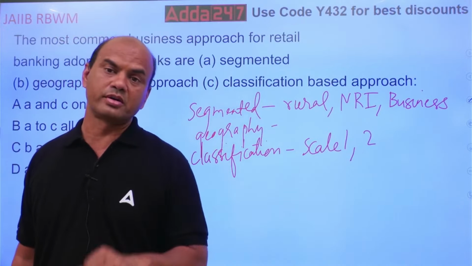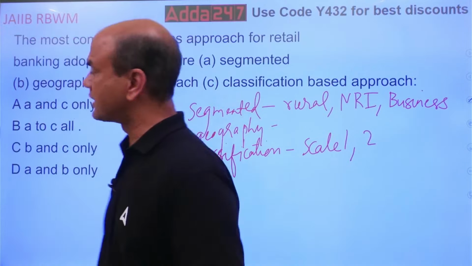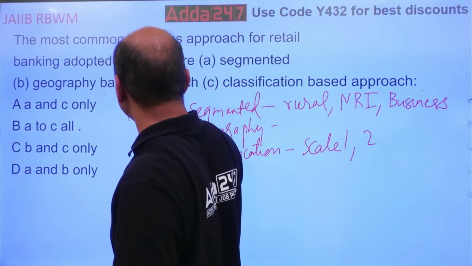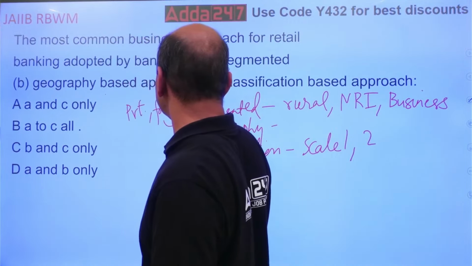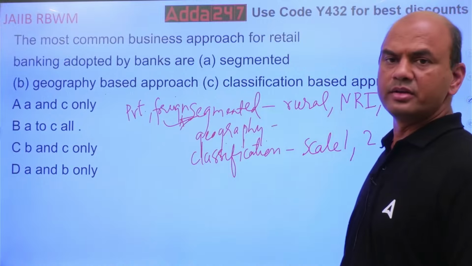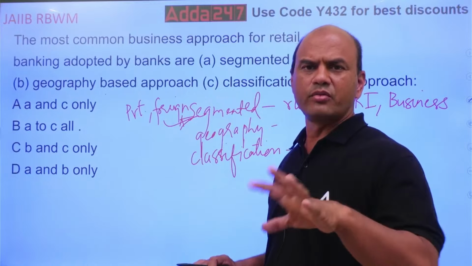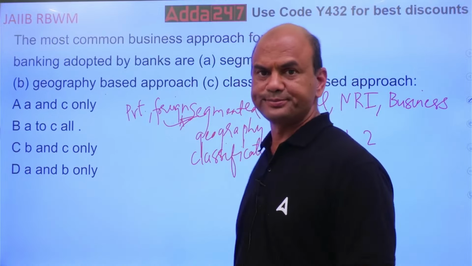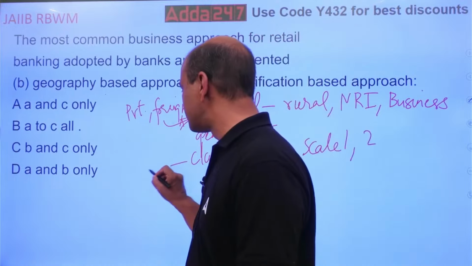So now who follows what? Private and foreign banks generally follow this segmented approach. Geography based is followed by all the banks at the head office level generally. What are your Tamil Nadu branches doing? What are your Maharashtra branches doing? So regional offices. Classification is generally followed in public sector banks, PSBs.